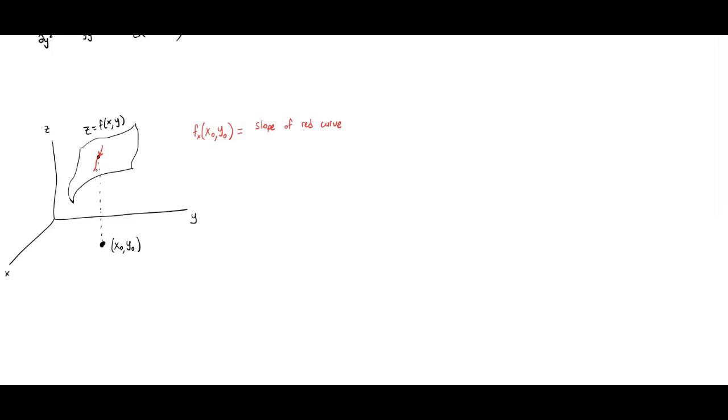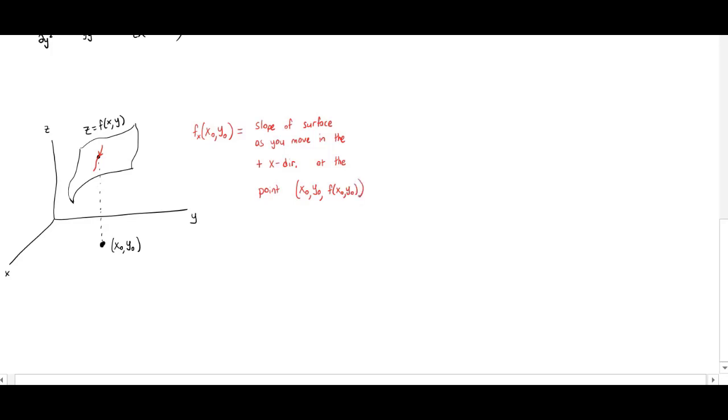It's basically the slope. I'll write it like this: it's the slope of the surface as you move in the positive x direction, above or at the point x naught, y naught, and then again, as I said earlier, the z-coordinate would be your function evaluated at x naught, y naught. All right, so does that make sense to you guys, what I'm trying to say?